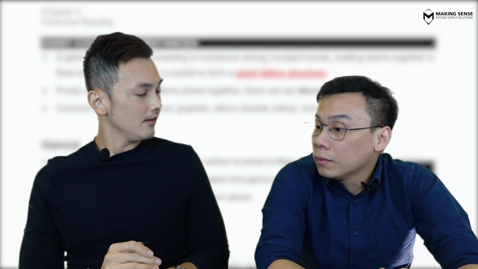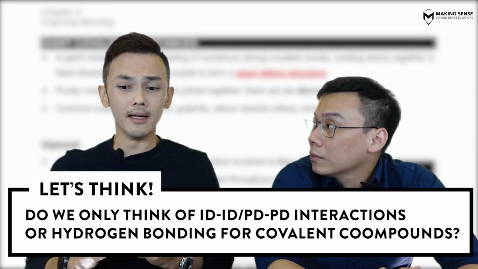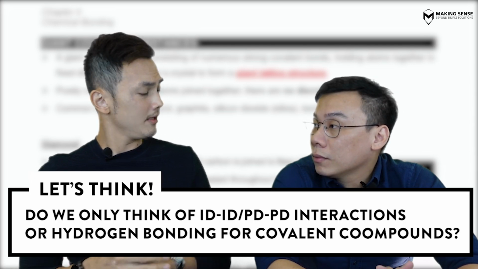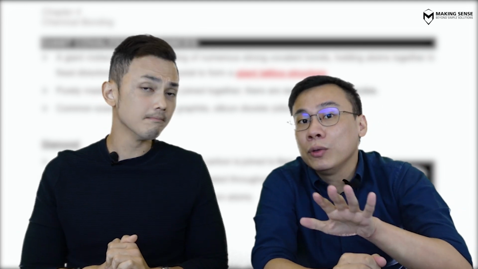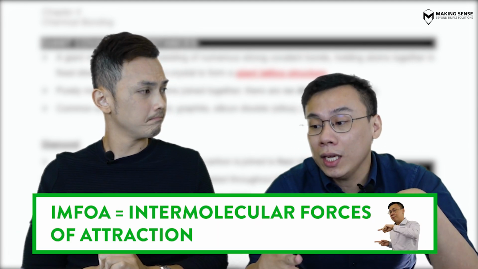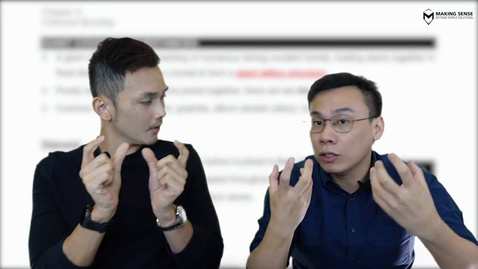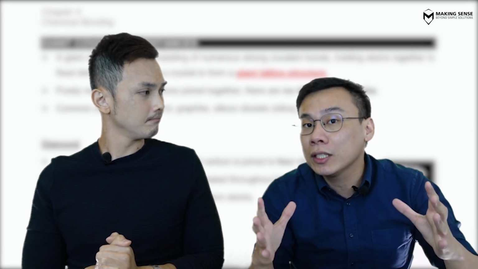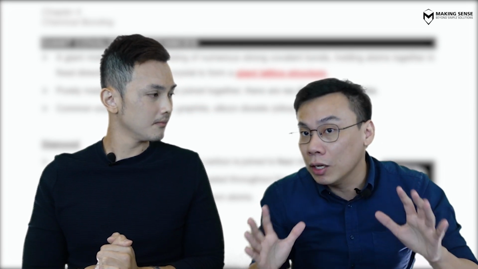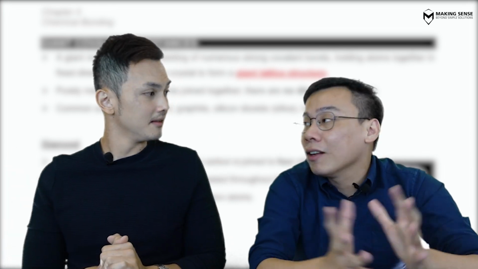Hey, Mr. Yap, is it true that every time there are covalent compounds, we only refer to the IMF? Okay, so you have to be careful here. We talk about IMFOA when we are looking at molecules, discrete molecules existing alone. So between themselves, there will be intermolecular forces of attraction. But on a larger, more gigantic scale, we have to look at other factors, which is something that we're going to talk about right now.